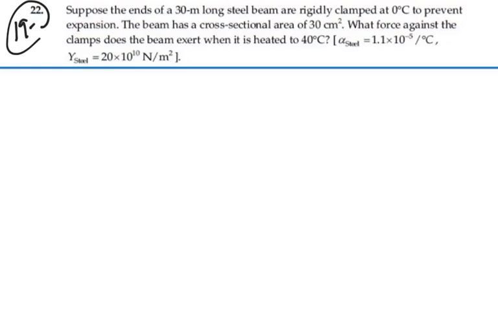The linear coefficient for steel is 1.1 times 10 to the minus 5 per degree Celsius, and Young's modulus for steel is 20 times 10 to the 10 pascals, newtons per meter squared.